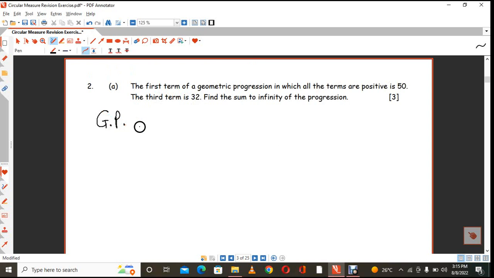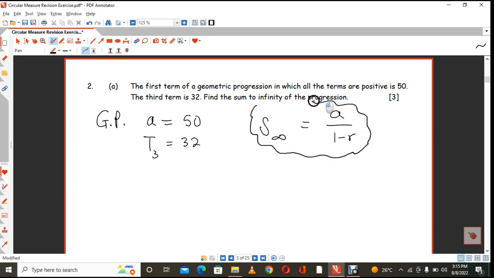I know it's a GP, and it's a geometric progression in which all the terms are positive. The first term will be 50. The third term will be 32. We need to find the sum to infinity, which is normally given by this particular formula.